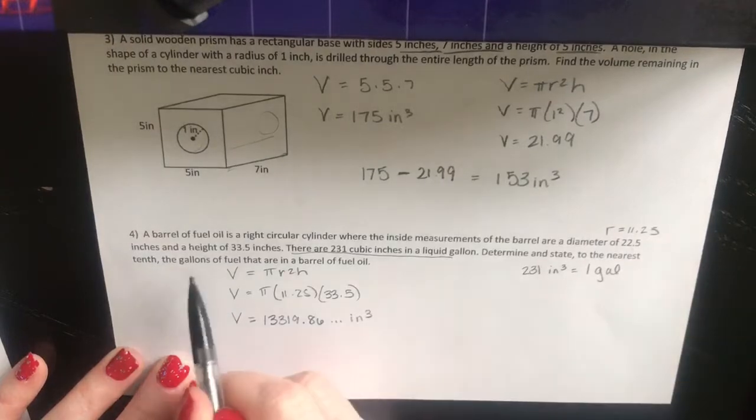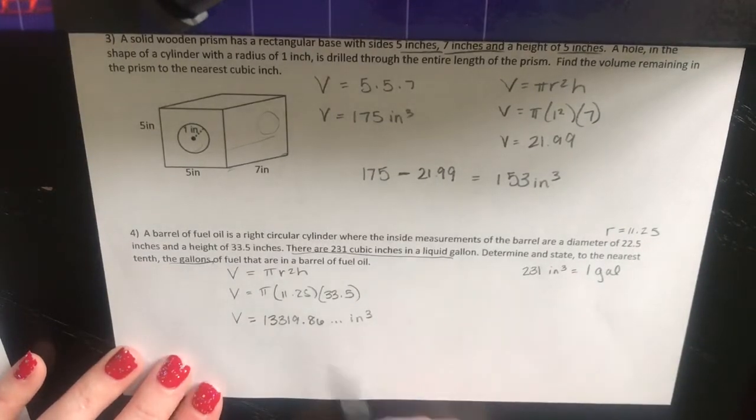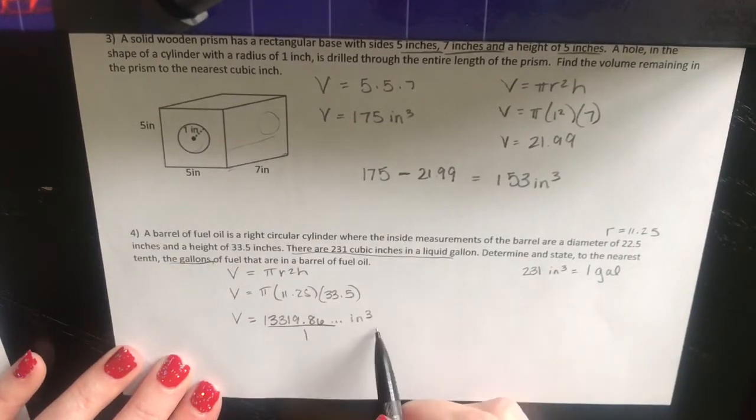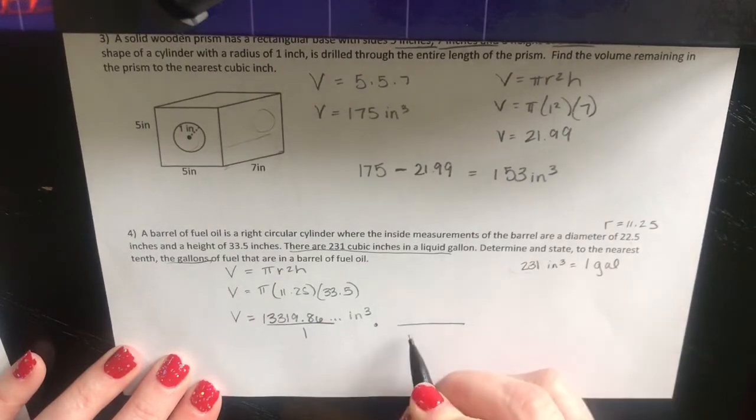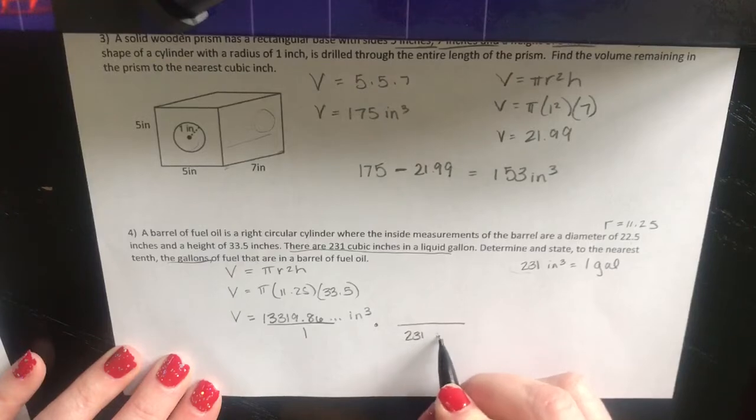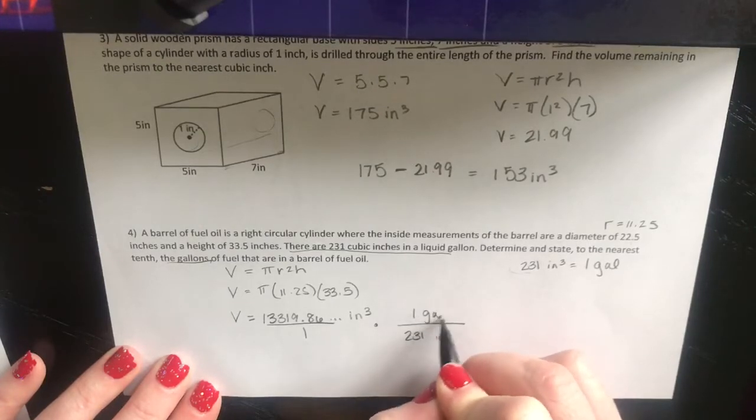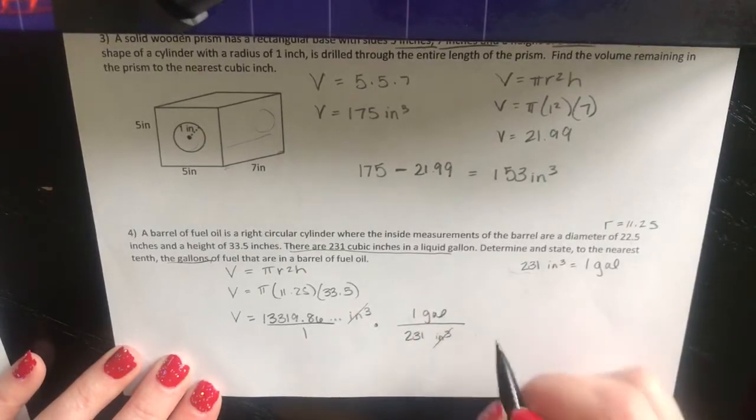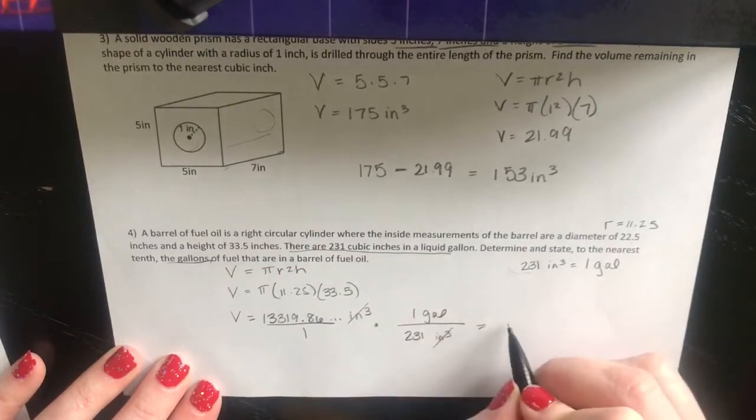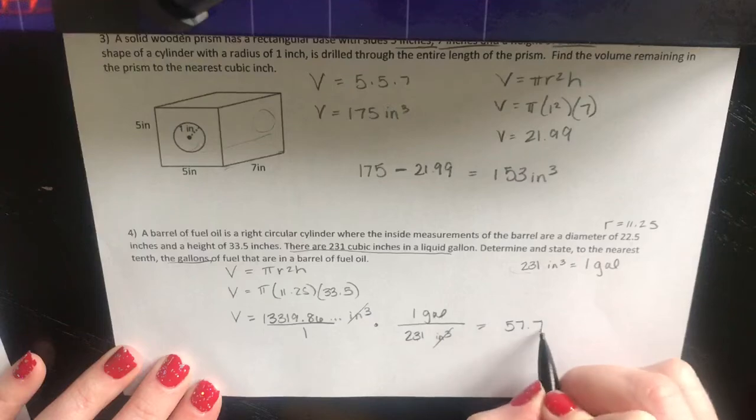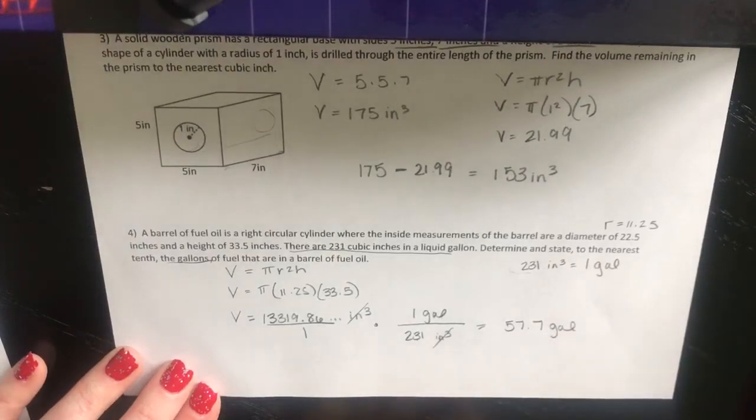The question wants us to answer it in gallons. So I'm going to put this over 1, and remember when we did conversions, we put the same unit on the bottom, so this will be 231 inches cubed, and 1 gallon on the top. So basically the inches cubed will cross out, and it's going to be 13,319 divided by 231, and we'll get 57.7 gallons.